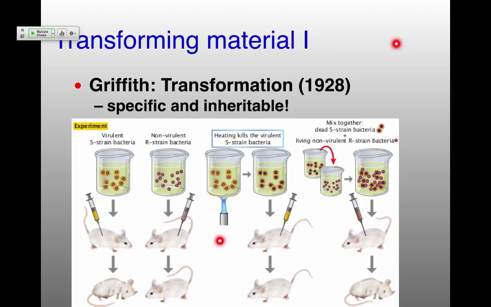What was really weird is if you killed off these smooth bacteria and put them into a mouse, the mouse is perfectly fine. But if you mixed dead with non-infectious, you still killed the mouse. So there's something in these dead bacteria which causes these live, non-virulent bacteria to kill the mouse. So this was really bizarre, and nobody really quite understood what was going on with it.